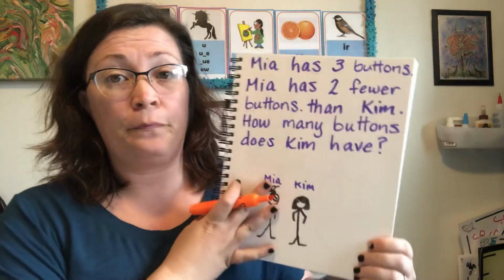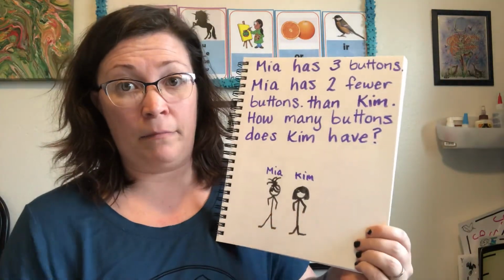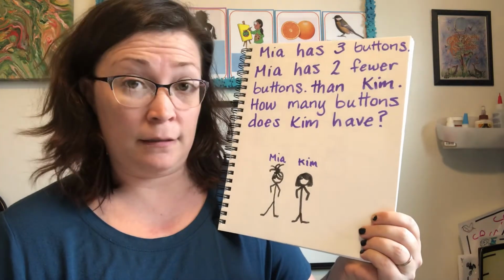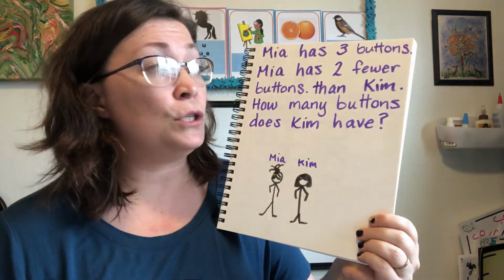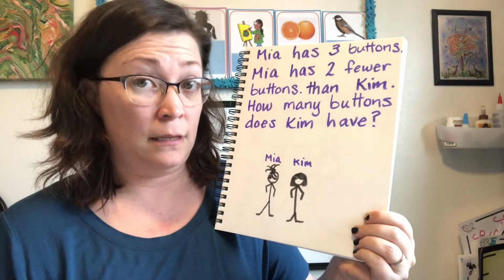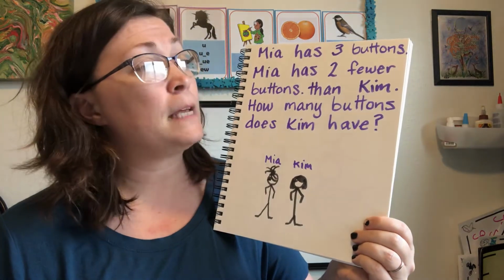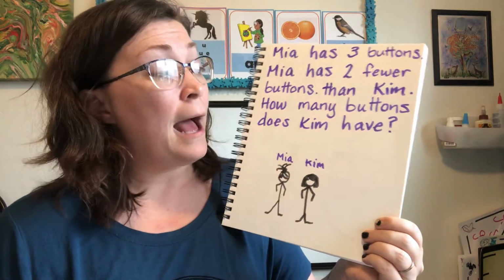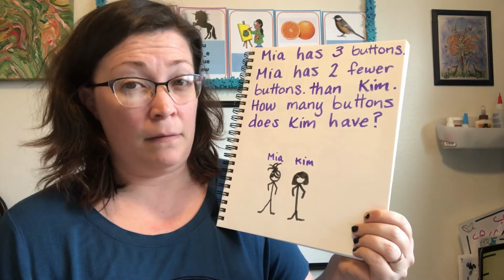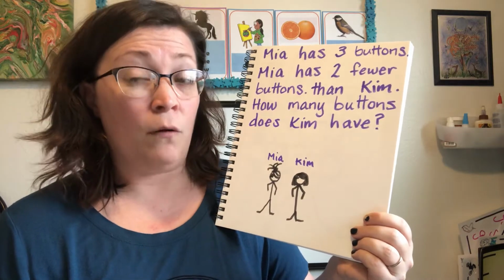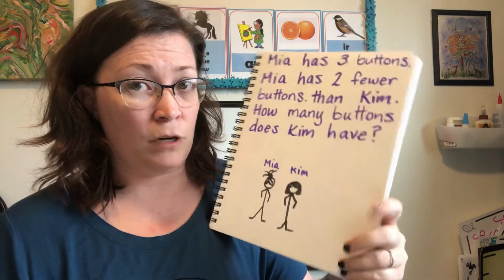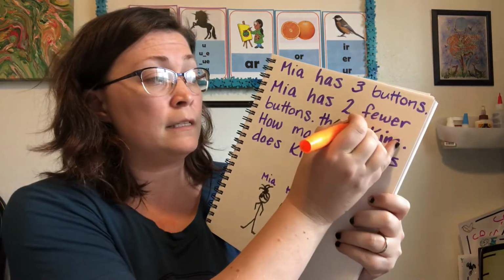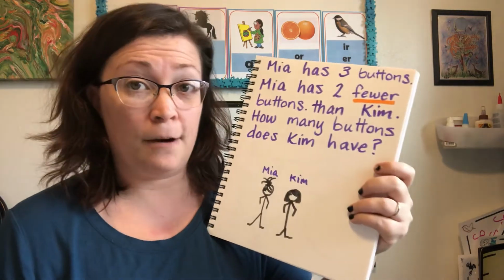So, we got Mia and we got Kim. Drew the little stick figures. Mia has 3 buttons. Kim has 2 fewer buttons. Oh, excuse me. Mia has 2 fewer buttons than Kim. How many buttons does Kim have? Now, we haven't had a problem like this before, so let's look at a very, very important word. The word is fewer.